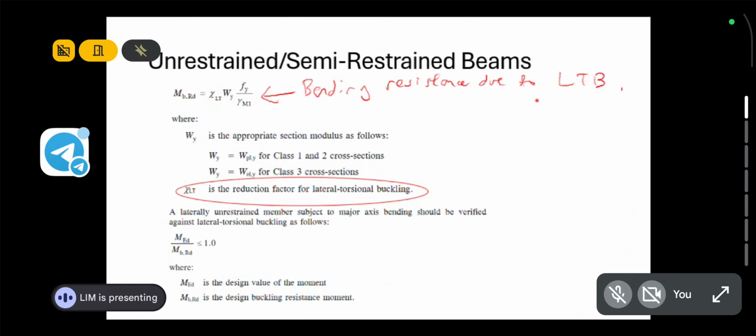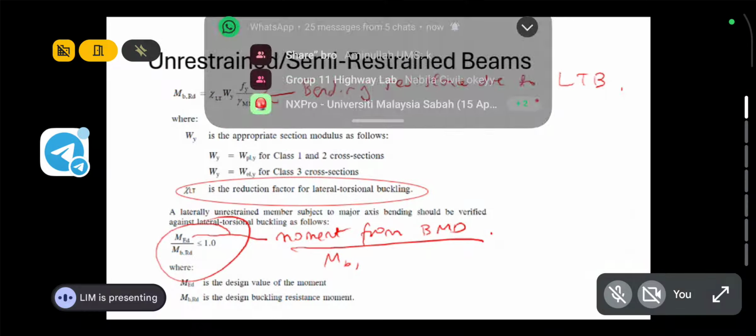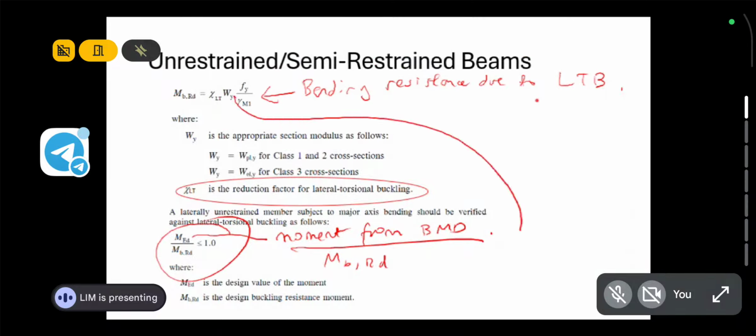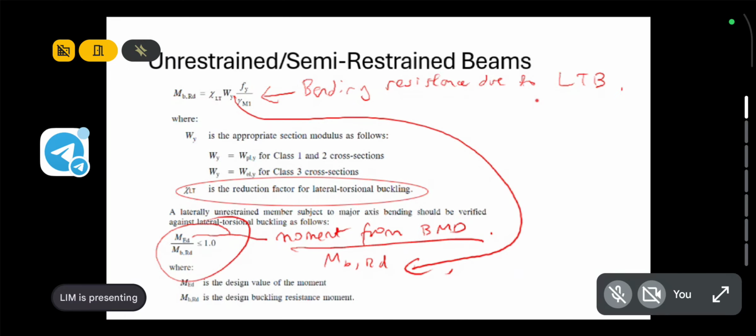Once you've done that, the last check is the same. It's this check. You have your moment from your bending moment diagram over your MBRD from the top. And that's basically it for semi-restrained beams.